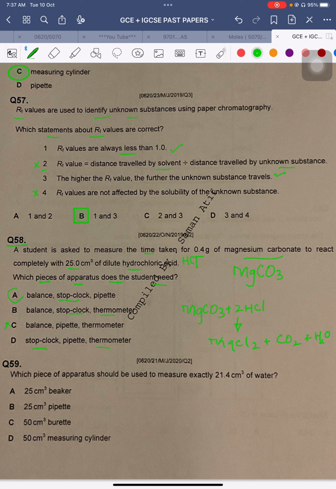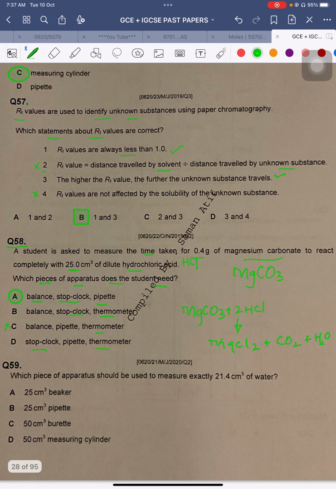So what will be the right option? A is the right option. So we know very clearly that stop clock is used to measure the time, and we know very clearly that thermometer is used to measure the temperature. So as we are not requiring thermometer, B, C, and D will be omitted, whereas A will be the right option because it has stop clock and it does not have thermometer as well. Why we are requiring pipette to measure 25 centimeter cube of hydrochloric acid, and why we are requiring a balance so that we may measure 0.4 grams of magnesium carbonate.